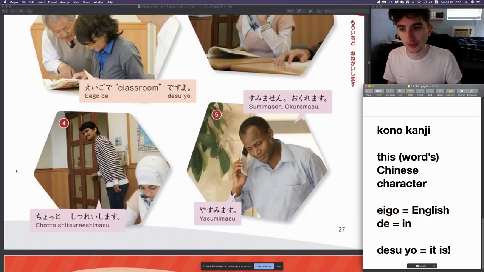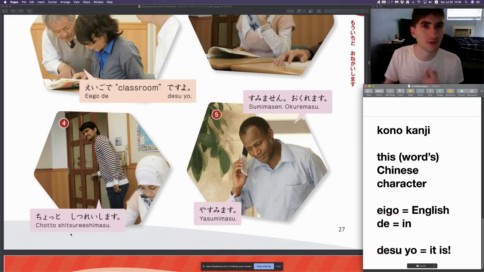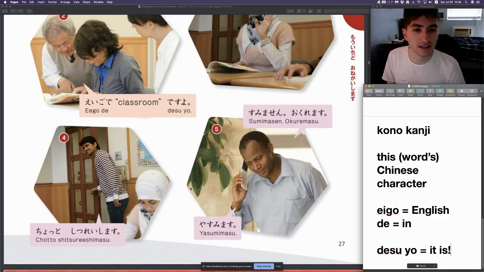Situation 4. Look, this guy is leaving the classroom. If you are leaving the classroom in Japan, you must do it politely. This is the polite way. ちょっと失礼します. And then you leave. It means basically, I'm leaving for a minute. I'm going to go out for a minute. ちょっと失礼します.